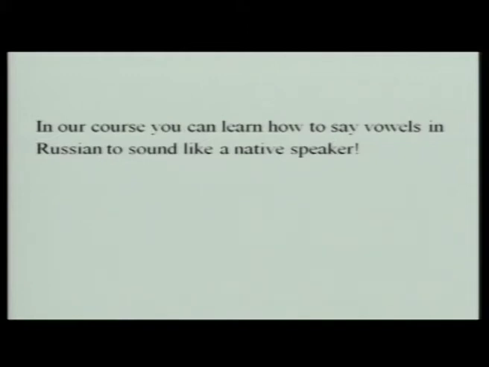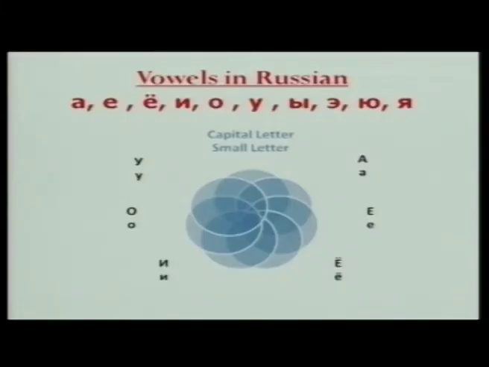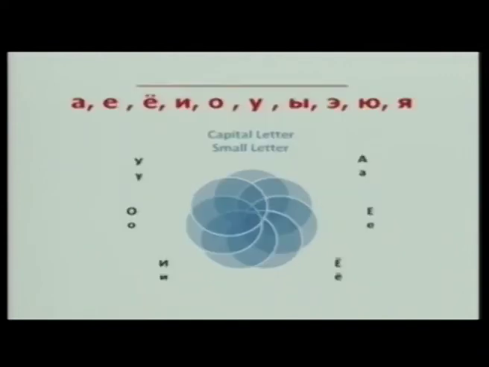In our course, you can learn how to say vowels in Russian to sound like a native speaker too, because we are trying to make it clear fundamentally and basically how all these letters sound and are pronounced in a correct and efficient manner. Let us repeat the vowels in Russian once again. They are A, Ya, E, Ye, O, Yo, U, Yu, Y and I, and accordingly we also write them in capital and small letters. Let us repeat them together once again.